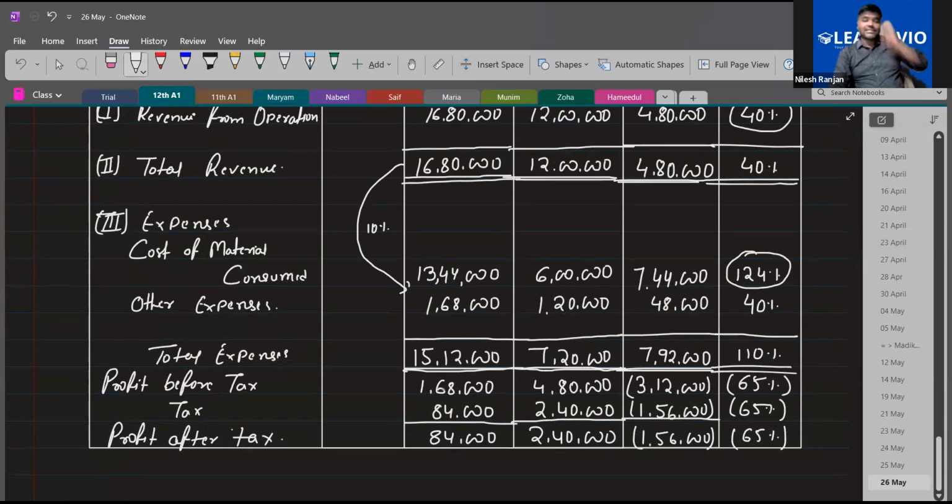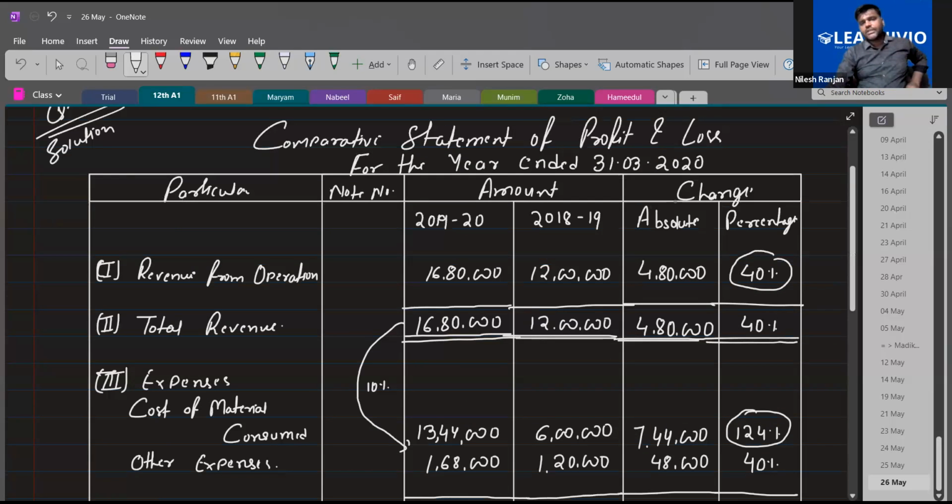Profit before tax. Tax rate is 50%, so 50% of profit before tax: 84,000, 2 lakh 40,000. Profit after tax is the same. So this is absolute change, current year minus previous year, and then percentage change, absolute change divided by previous year amount. And this is how we have to calculate.